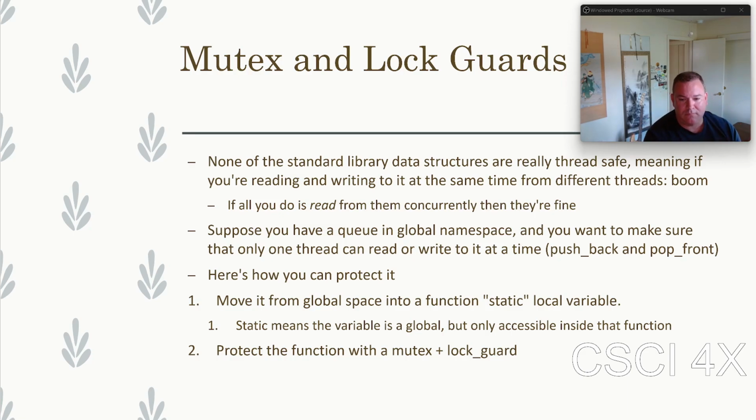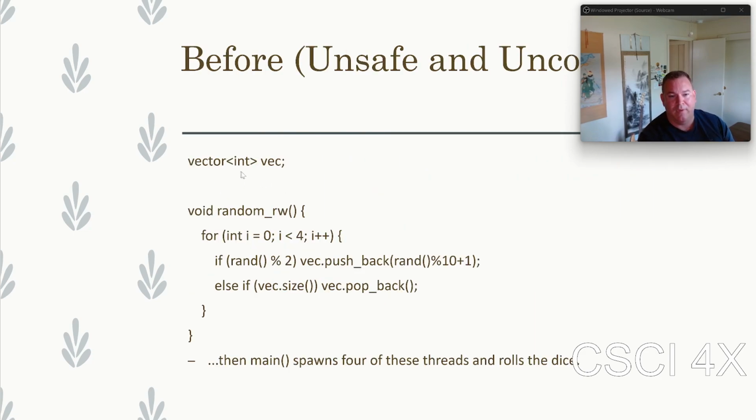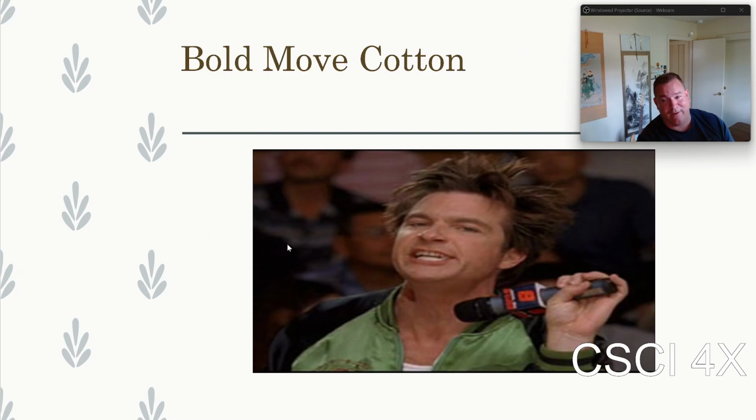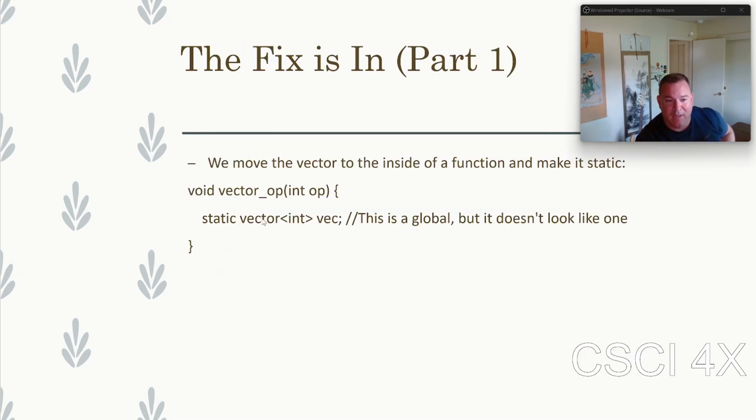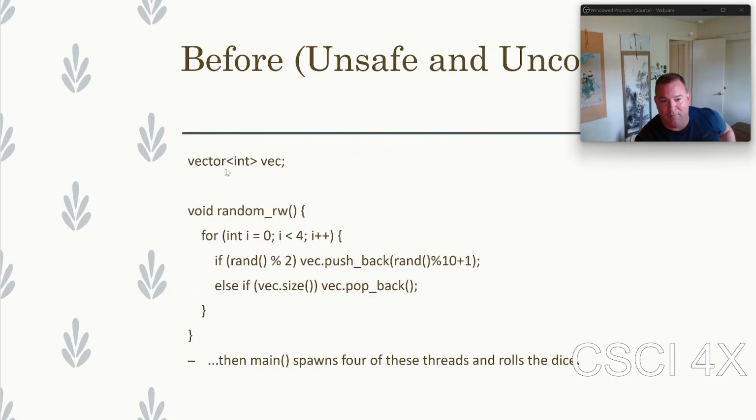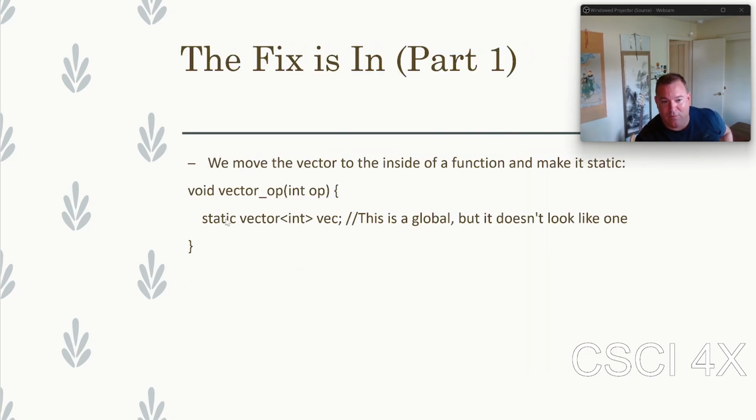Okay. So what we're going to do is we're going to move it from global space into a function static local space. And so if you don't know what that means, if you've got a variable in global space, what's going to happen if we read and write to this? Let's find out. And I already ran it for you. It segfaults, right? Okay. So what we're going to do is we're going to move it from global space into the local space of a local scope, let's say, of a function, and we're going to make it static.